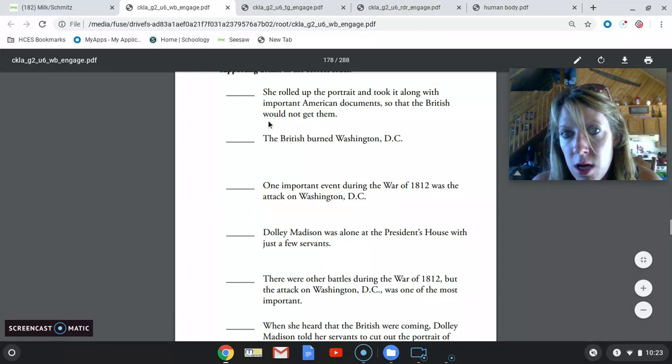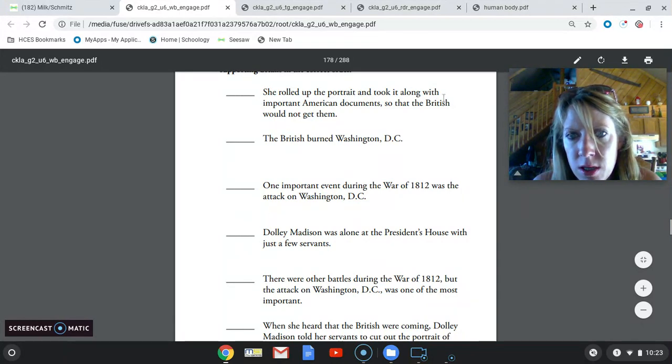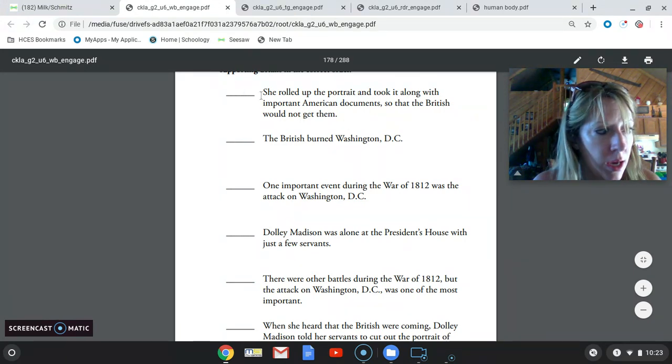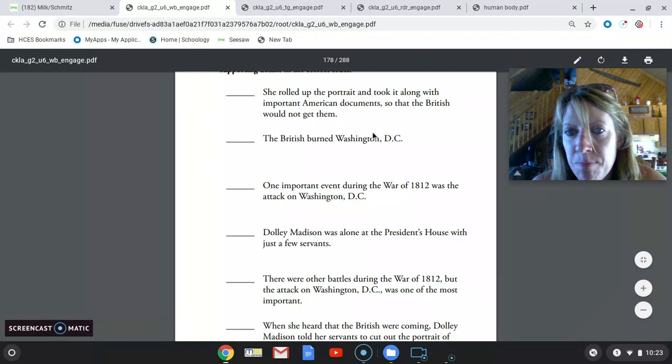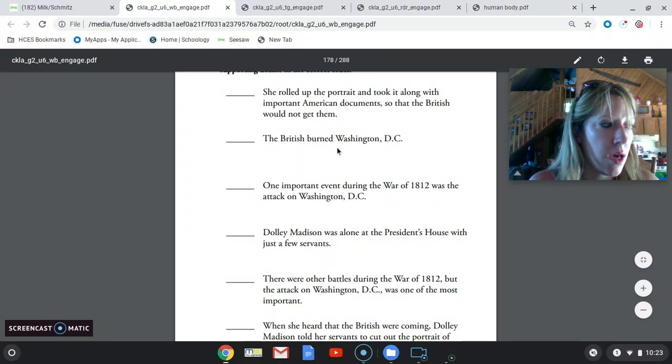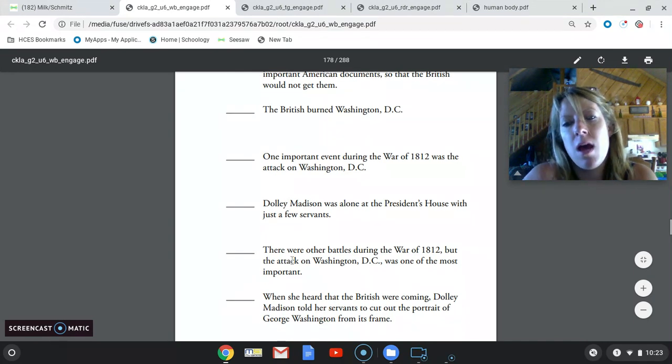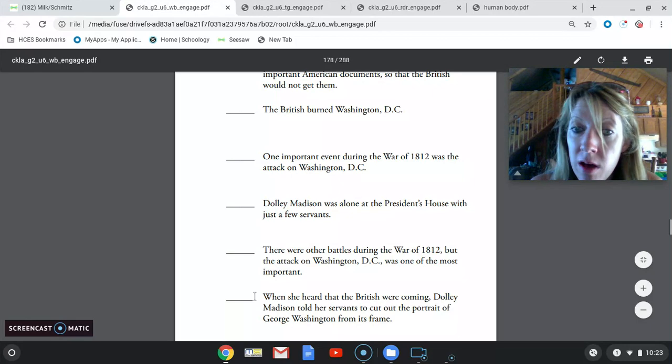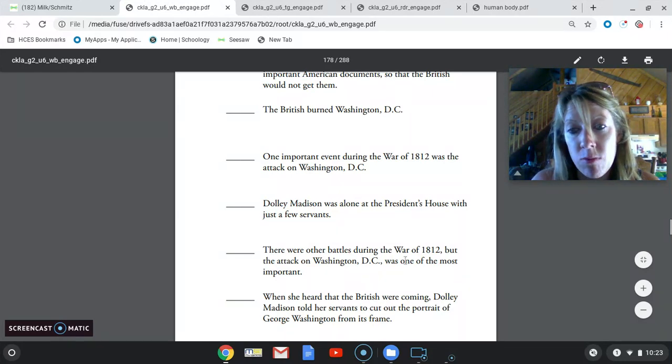Then, once it was cut, she rolled up the portrait and took it along with important American documents so that the British could not get them. That would be a 3 right there. The British burned Washington, D.C. That happened 4. And then, finally, right here, concluding sentence: There were other battles during the War of 1812, but the attack on Washington, D.C. was one of the most important.